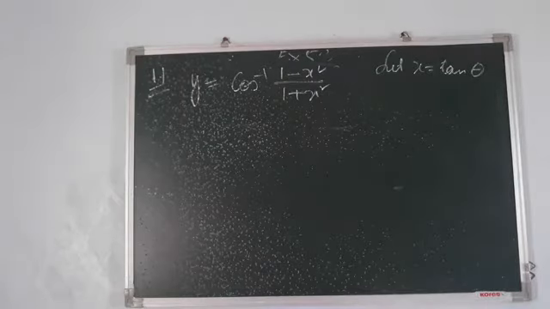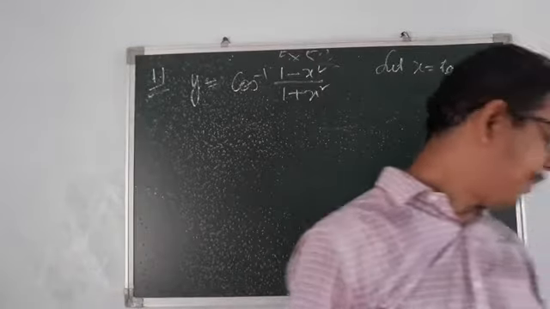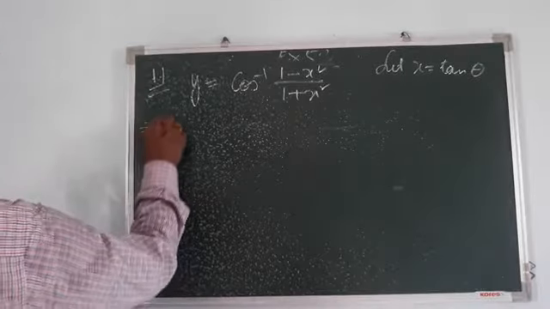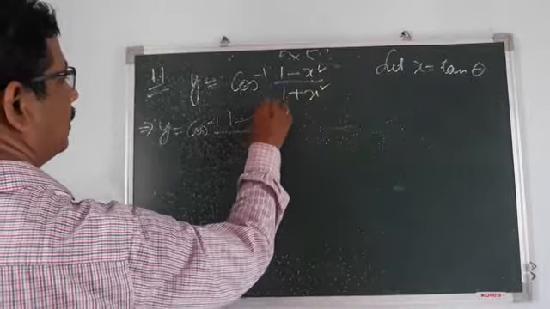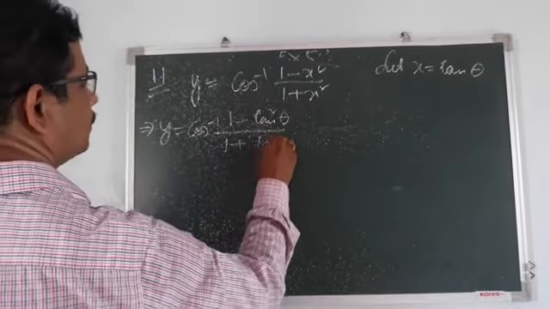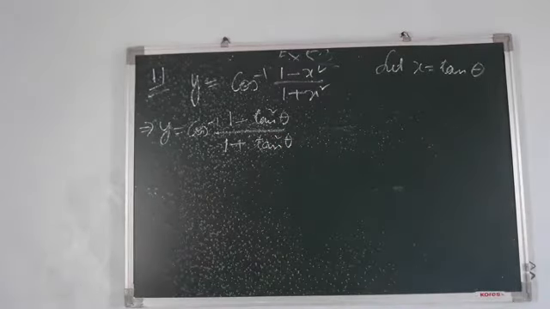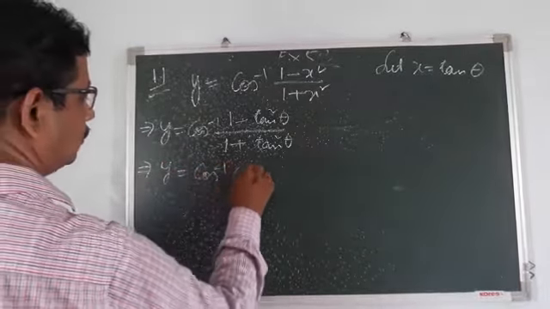We will do it this way, and here we will use almost the same substitution. Substitution is x is equal to tan theta. Why? We will get cos inverse of 1 minus tan square theta by 1 plus tan square theta. Now this gives cos twice theta. It is a formula, cos twice theta.